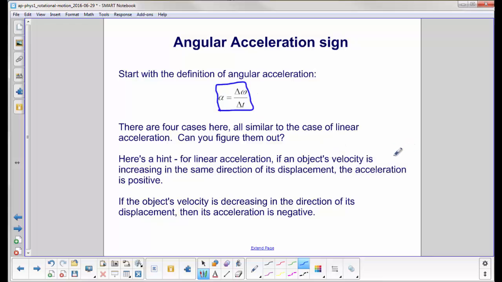Now there's going to be four cases here, all similar to what we did with linear acceleration. Can you figure them out? Well, here's a hint. For linear acceleration, if an object's velocity is increasing in the same direction as its displacement, the acceleration will be positive, no matter which direction your displacement is. If the object's velocity is decreasing in that direction, then its acceleration is negative. So work on that a little bit before you go on to the next slide, please.